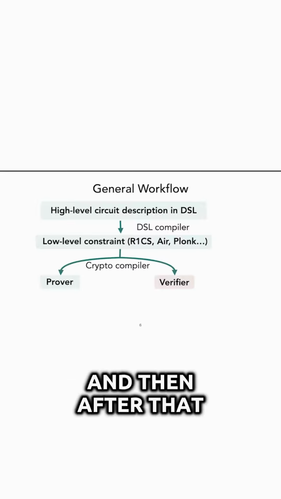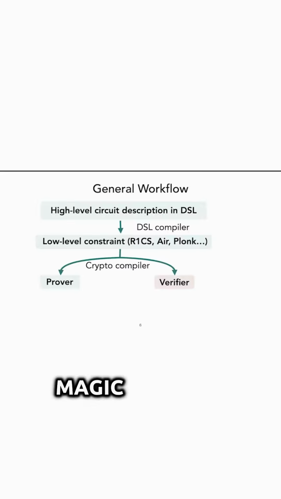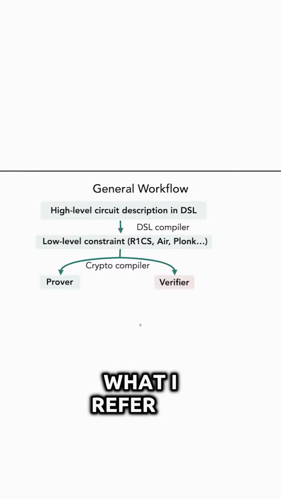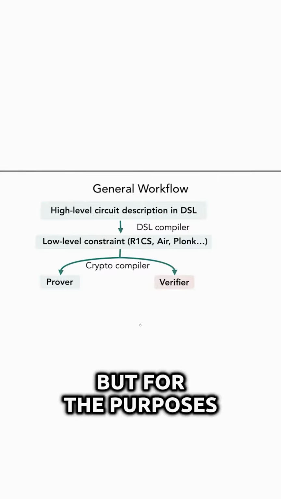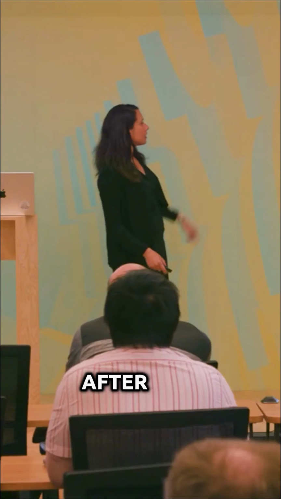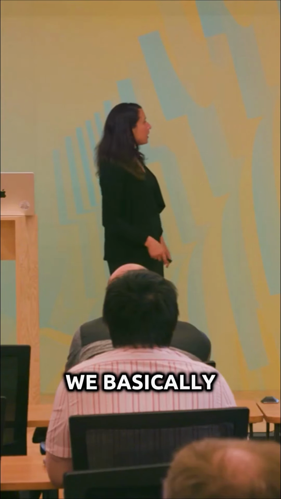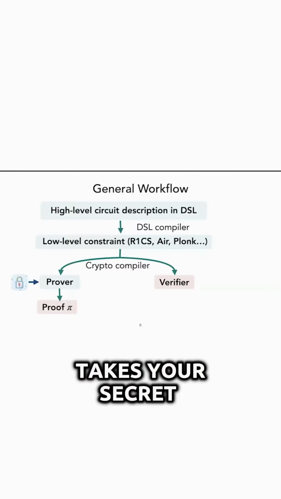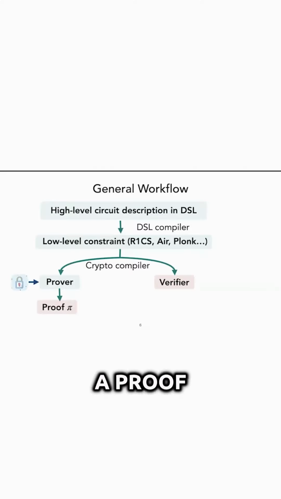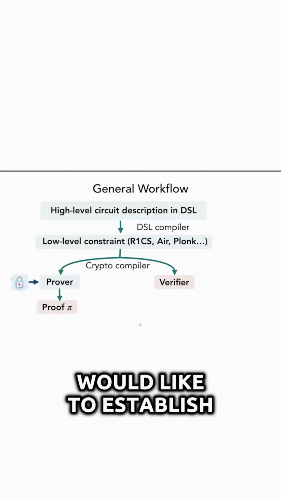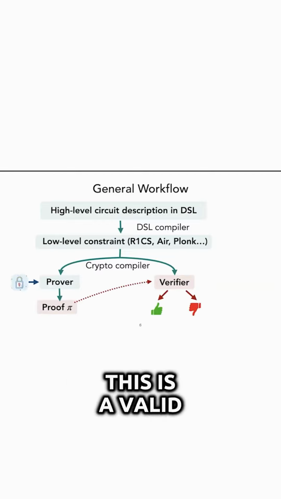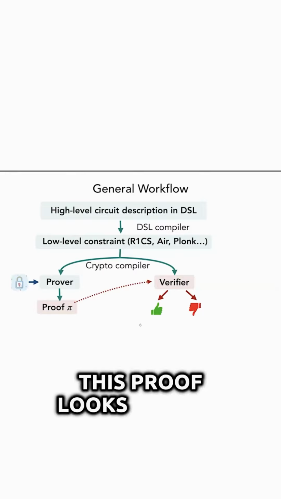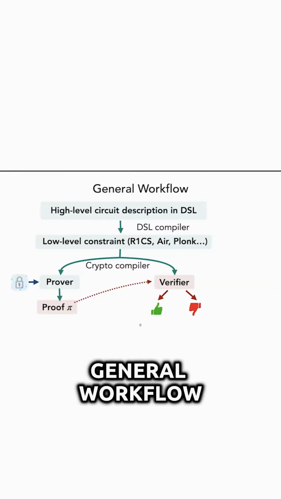And then after that point, that's where all the kind of the crypto magic happens. That is what I refer to as a crypto compiler, and this is not the main topic of this talk. But for the purposes of this talk, all we need to know is that after this low-level constraint, we basically get a prover and a verifier. And basically, the prover takes your secret information and it will generate a proof of the statement that you would like to establish. And then you can provide that proof to the verifier, which will either say, yes, this is a valid proof, or no, this proof looks invalid. Okay, so that's the general workflow we have in mind.